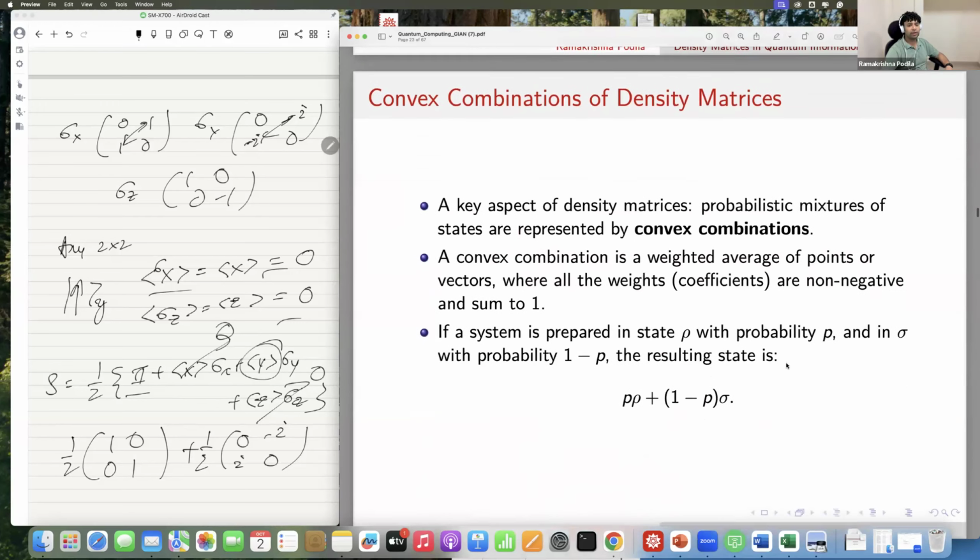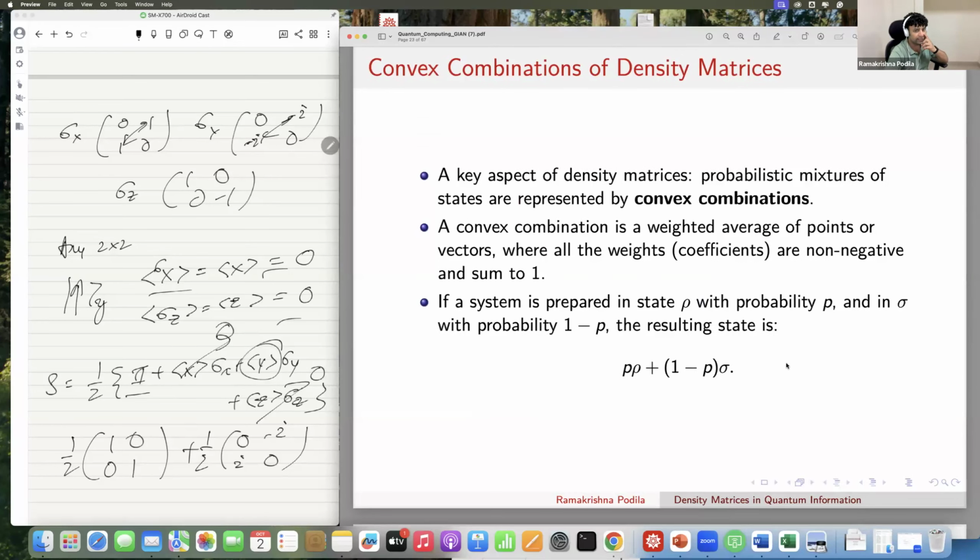Okay, so then we will go to what we call a convex combination. This is a very critical aspect. Essentially, a convex combination means a weighted average of points or vectors, whatever you are combining in a convex fashion. All the weights should be non-negative and they should sum up to 1.